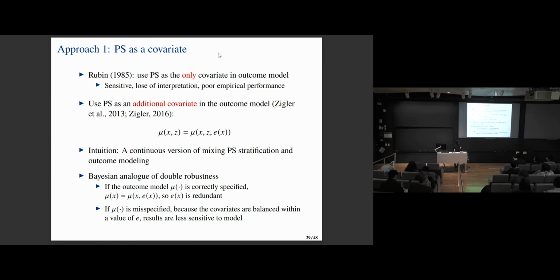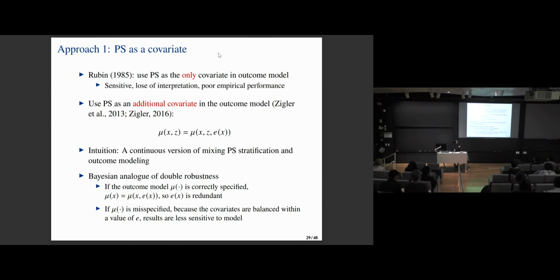The first approach is to purely use the propensity score as a covariate. Remember, the propensity score is a function of x, so just use that as a covariate. This originally came from Rubin 85. He said, why don't you just use the propensity score as the only covariate in the outcome model? Because if you know anything about the propensity score, you know it is supposed to be a one-dimensional summary of all the covariates.